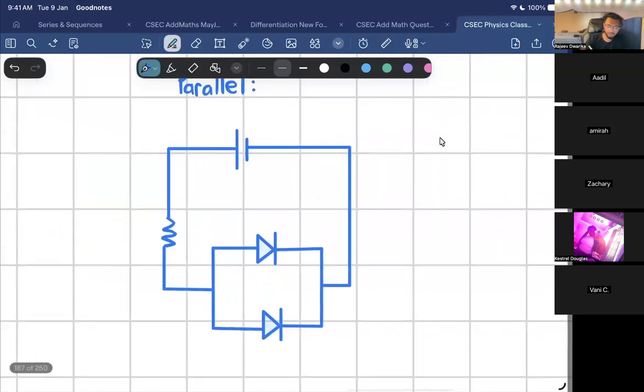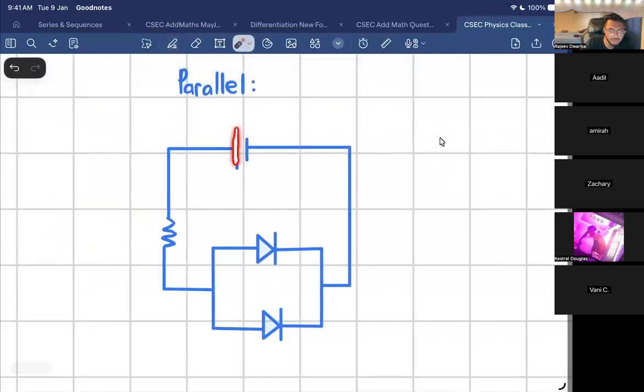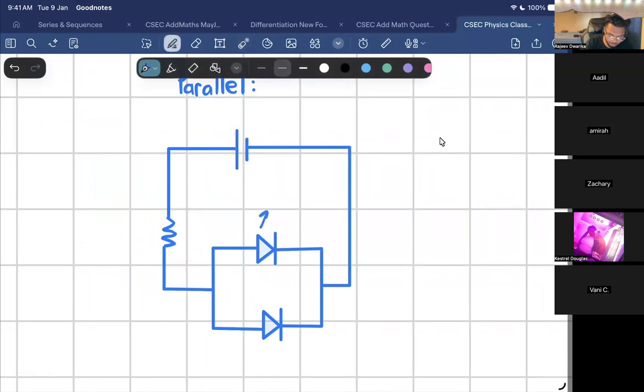Okay, so anybody want to tell me what this terminal represents? The positive terminal. And this terminal represents the negative. Okay, what's the name of this component? Resistor. And what's the name of these components here? LEDs, light-emitting diodes. Right.